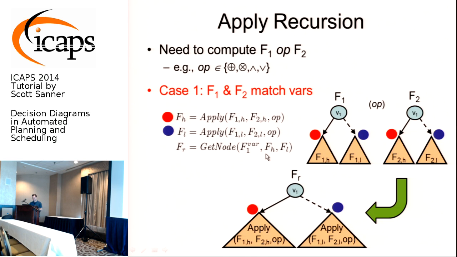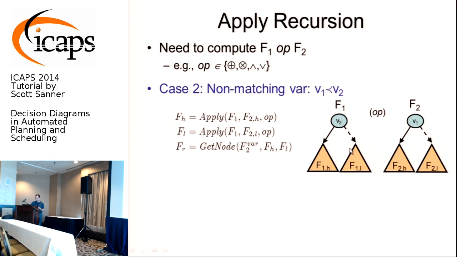And finally, I call this get node on the result, which basically just checks, does fh equal fl? Right? If these two functions are the same, I would just return one of them. Otherwise, I look up in my hash table and I say, okay, do I already have a representation for this test in these two branches? Okay? So that's the apply recursion if your two functions have matching variables.